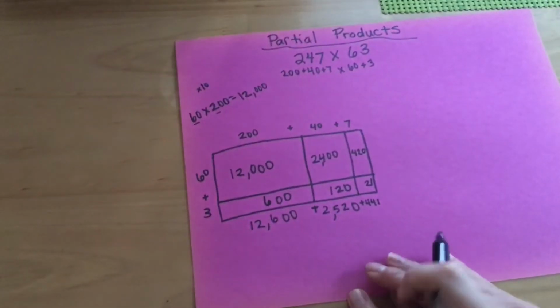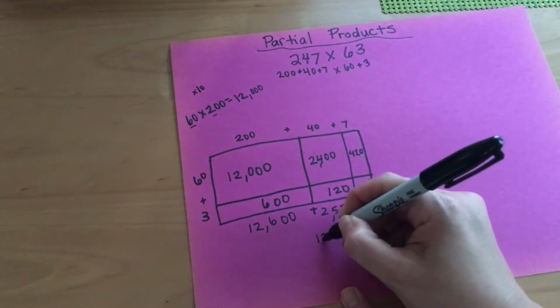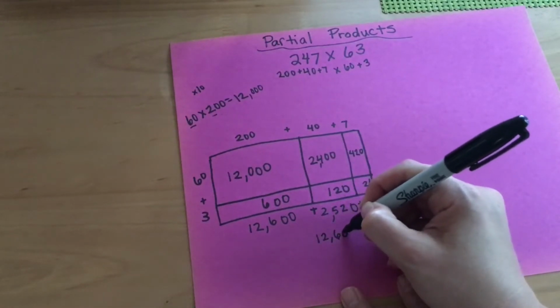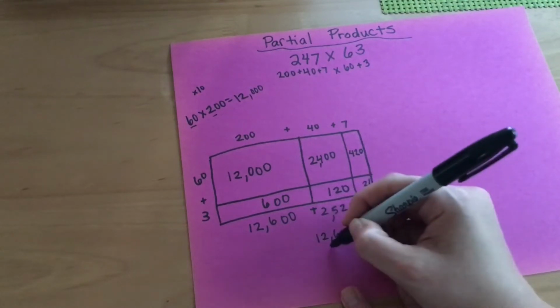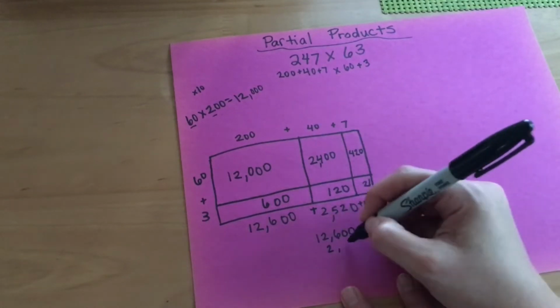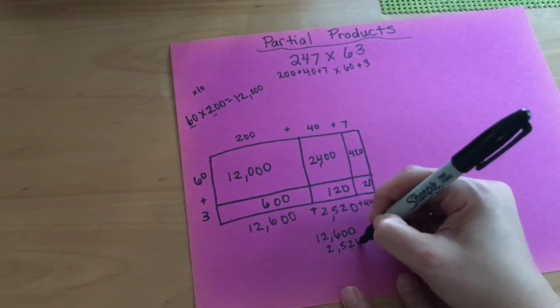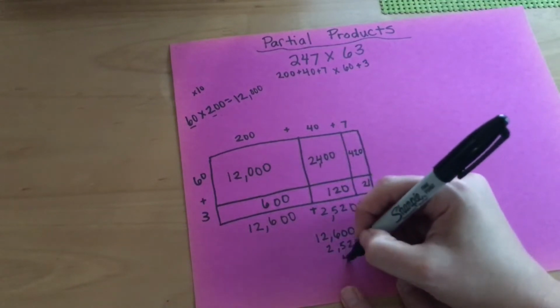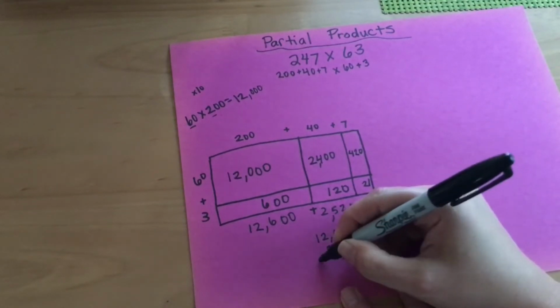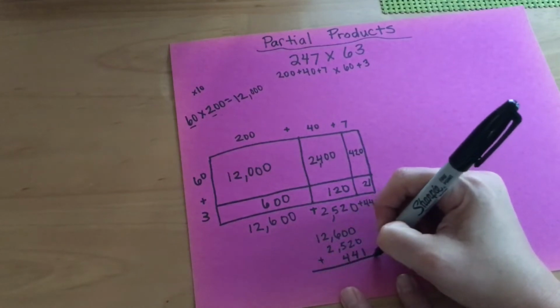Okay, so now we have our partial products. We're going to put those together. We're going to add them together. 12,600. Now line up our place values. So this would be 2,520, and then 441. We're going to add all those together.